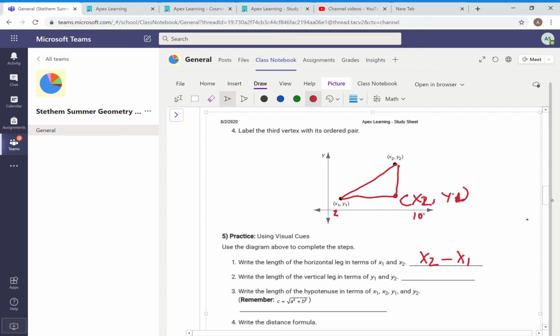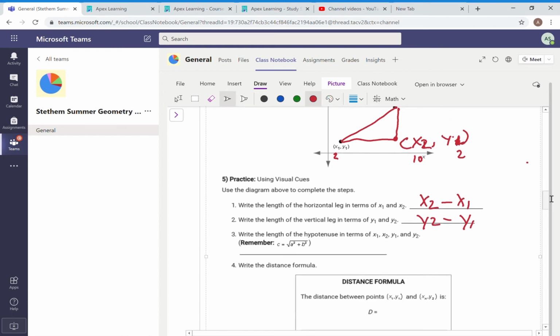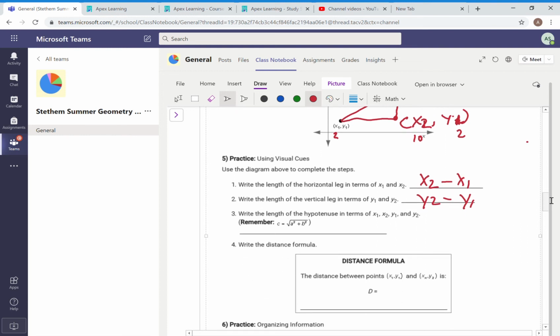To go from here to here, so say we have 2 and 12. If I want to know how far it is to go from 12 to 2 or 2 to 12, I would do y2 minus y1. So this would be a distance of 10 units. But remember, so that's kind of how you get your distance. But at the end, you would have to do the square root.